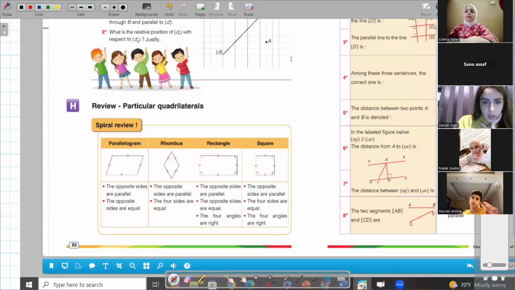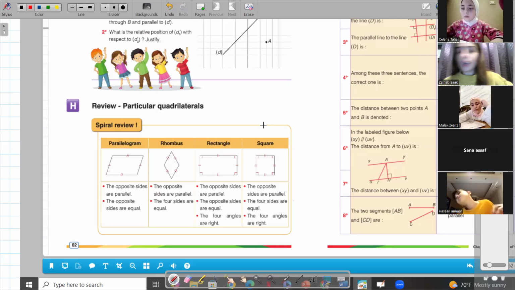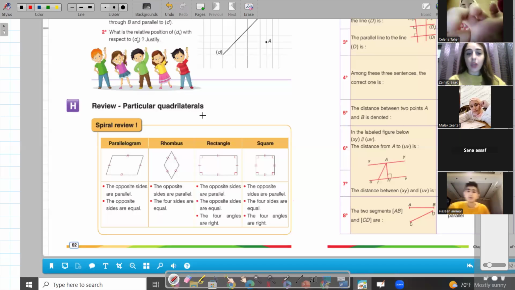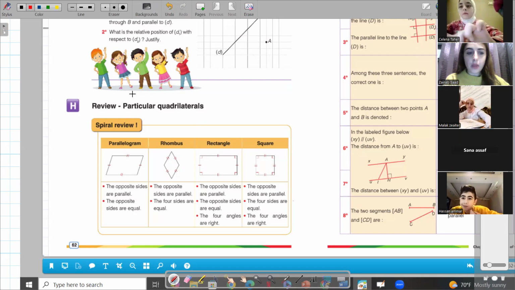Sana, wait a second, okay? Because we're not going to start reading for now. We're just going to remember together and then we're going to read. So as you can see here, you already took the quadrilaterals last year in grade 5. Now we're just going to remember them. Who can remind me what the word quadrilaterals means?